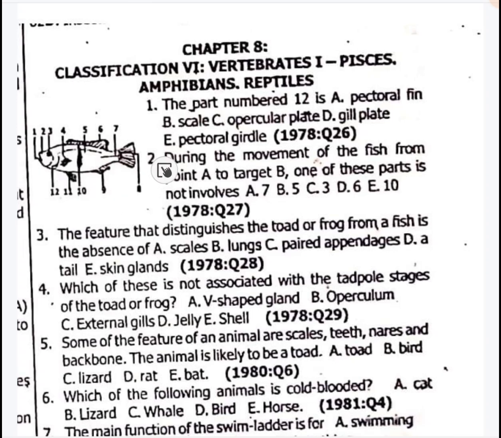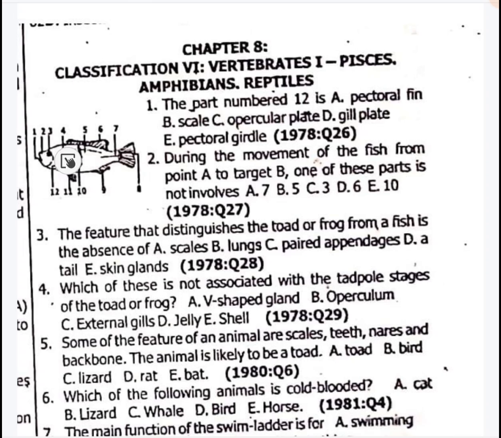Number 2, during the movement of the fish from point A to target B, one of these parts is not involved. One of these parts, 7, 5, 3, 6, 10, is not involved. Now, I would like to list out the entire parts. Take note. The first part is the mouth. The second is the nostril. The third part is the eyes.